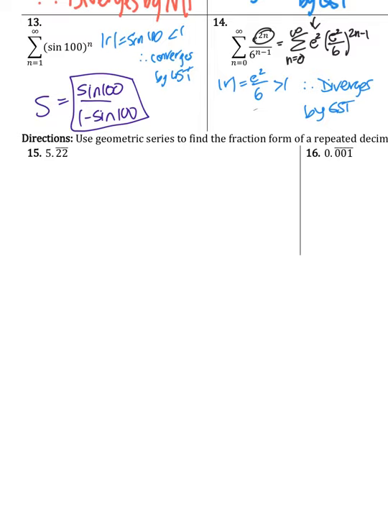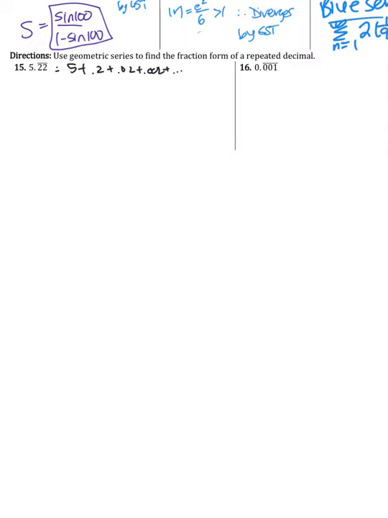Let's go ahead and look at our last two examples, which are going to ask us to use a geometric series to find the fraction form of the repeated decimal. So what I want you to do is think about how could you rewrite 5.22 repeating? How could you rewrite that as a geometric series? So 5.22 repeating could be written as 5 plus 0.2 plus 0.02 plus 0.002, and that could continue on infinitely, right? That's what this is representing.